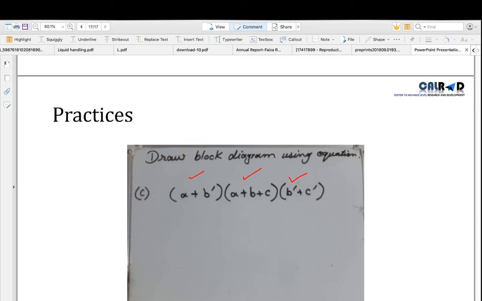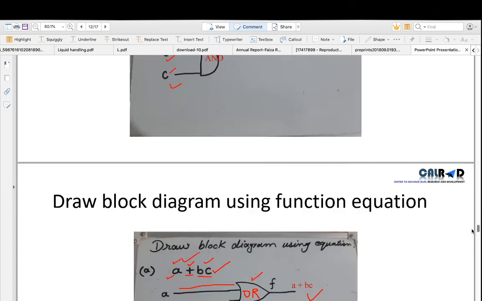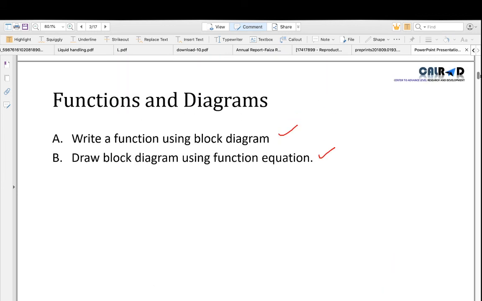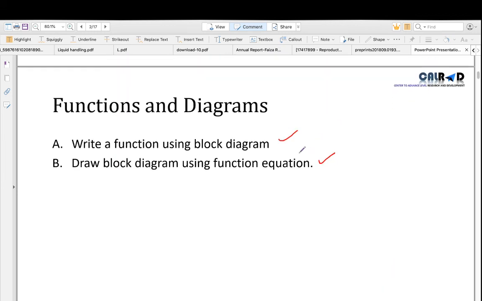So in today's lecture we learned two things: how we draw the block diagram by using a functional equation, and how we can write the functional equation by using a block diagram.